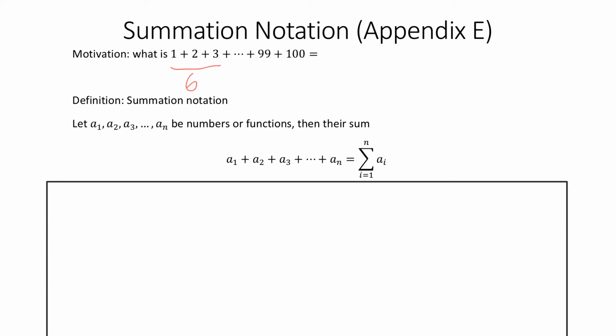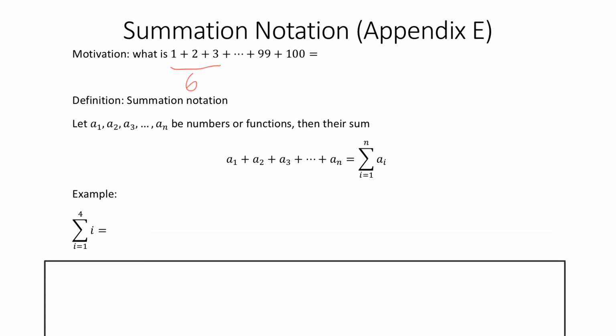Feel free to pause the video at any point if you need to copy something down. Again, this is read the sum, I equals 1 to N of AI. Maybe we should do an example to try to understand what that means. What if we were going to do the sum as I equals 1 to 4 of I?